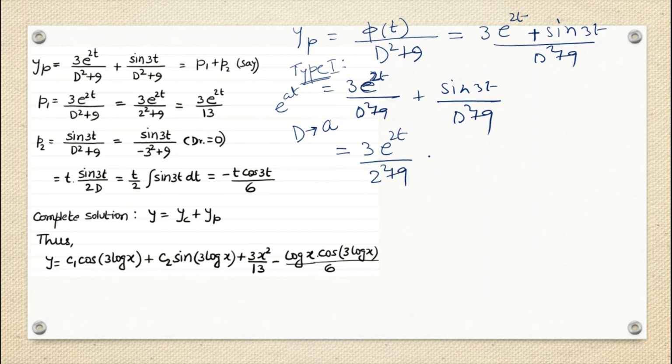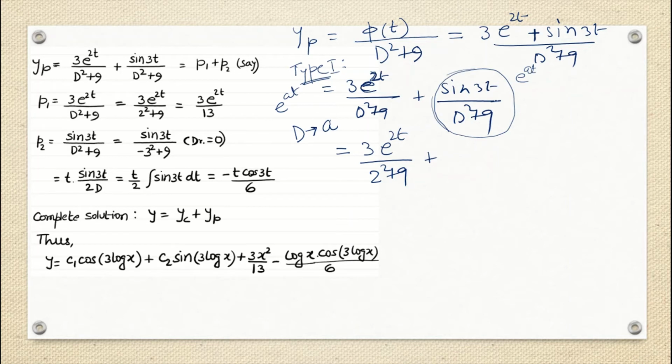Okay, and what about this other term? Does this term contain type 1? No, this is not type 1. Why not type 1? Because I don't find any exponential term here. Whether this is my type 2? Yes, this is my type 2. Why? Because I can see the trigonometric function present, correct?